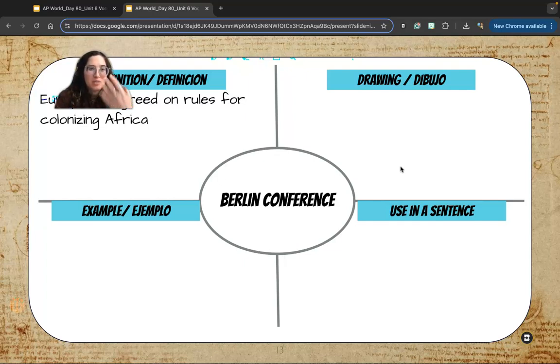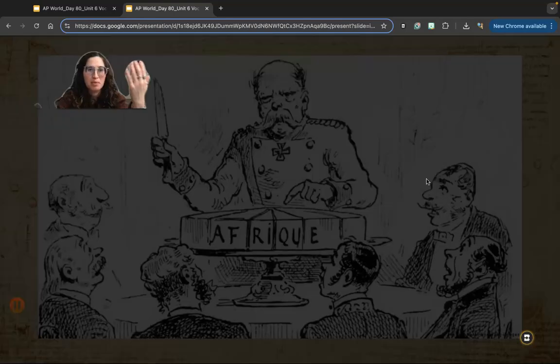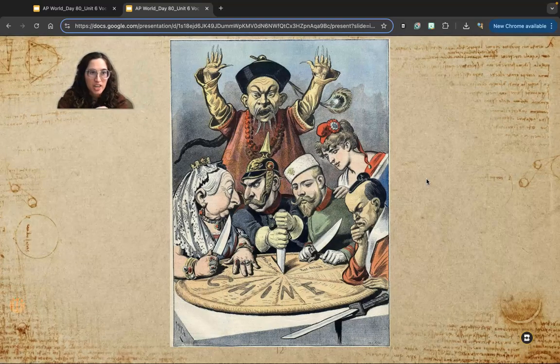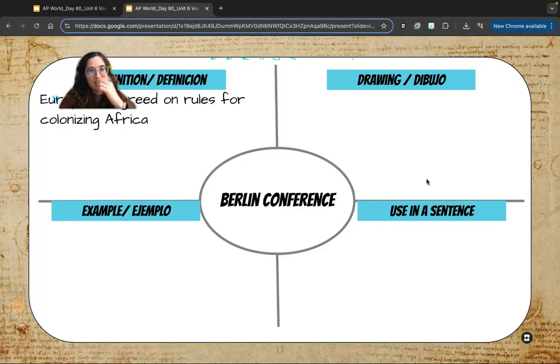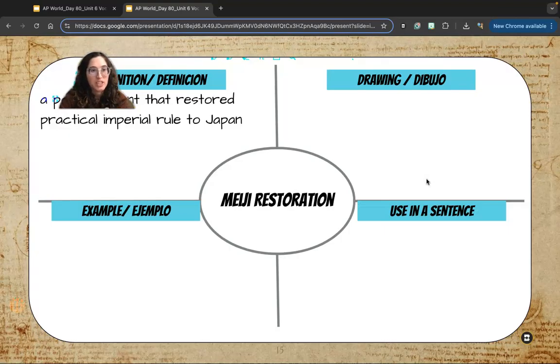So it's sometimes referred to also as the scramble for Africa, where you can picture a bunch of European countries just scrambling to get as much of Africa as they can. It's actually a really messed up thing that they did because they didn't actually consult any African leaders about what they wanted. So this is kind of the same image, mirroring what's happening in China, is also happening in Africa as well. And then you have the Meiji Restoration.